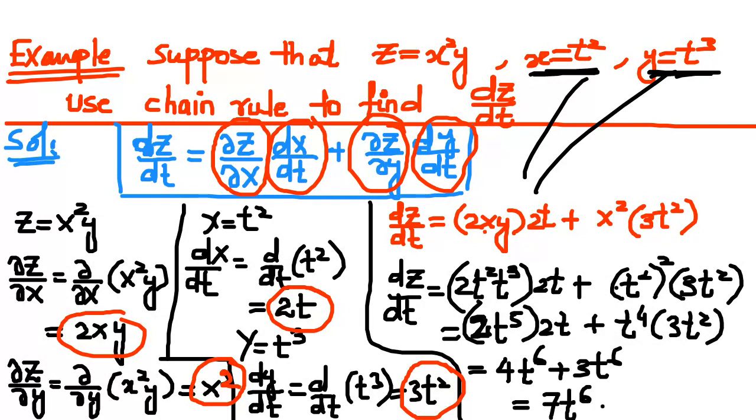Okay, understand? Is this clear? This is for the partial derivative when you have two variables. When you have three variables, okay, good. So when you have three variables, how can you find the partial derivative?